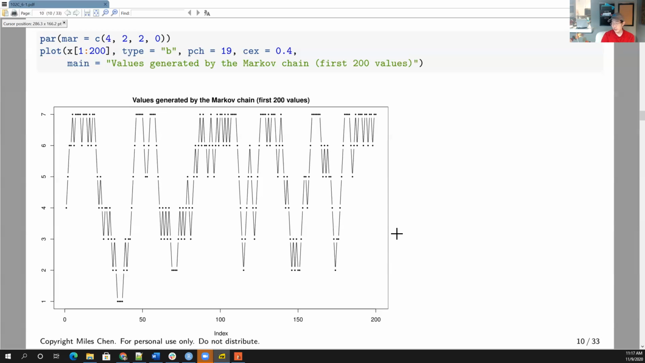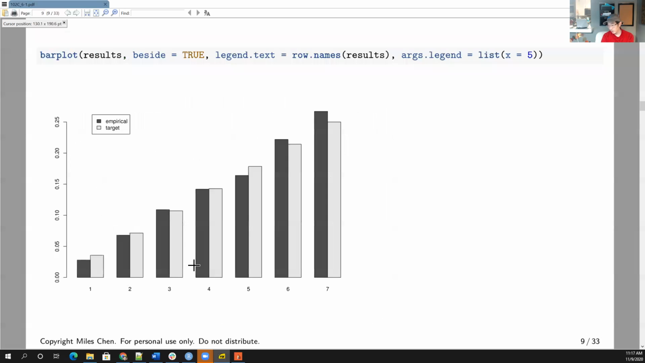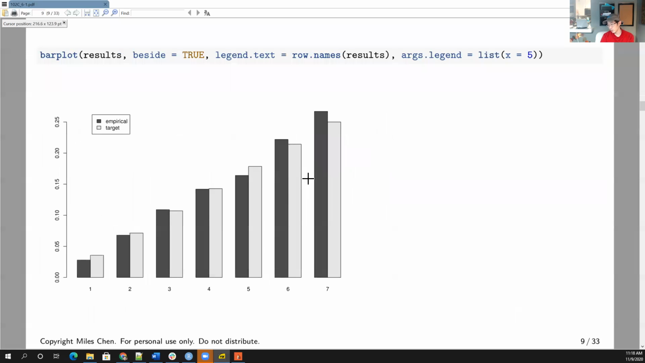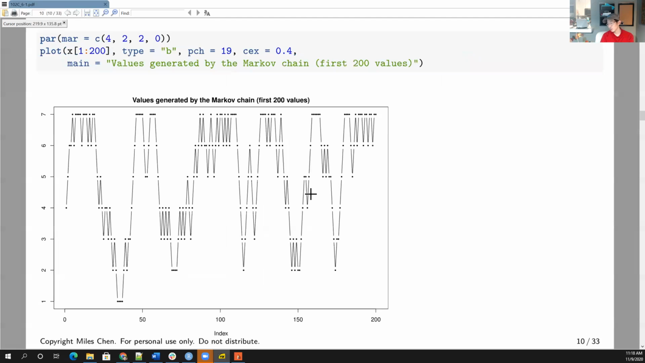So the next value that we're generating is correlated, is related to the current location, but then in the long run, we get values that look like they come from the target distribution. Okay, so the values that this Markov chain generates look like the target distribution, even though the values themselves are not IID. They're not independent of each other. They depend on the previous values here. All right, does that look okay with you guys?